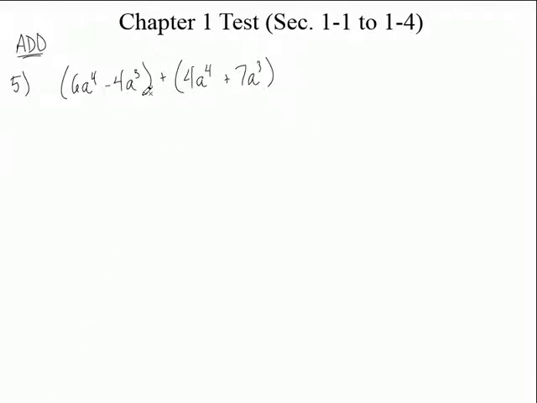Okay, here's an addition problem. It says add the polynomials is what it says on the test. So you're just going to add up the things that are like terms. Okay, when you add, you can only add like terms.